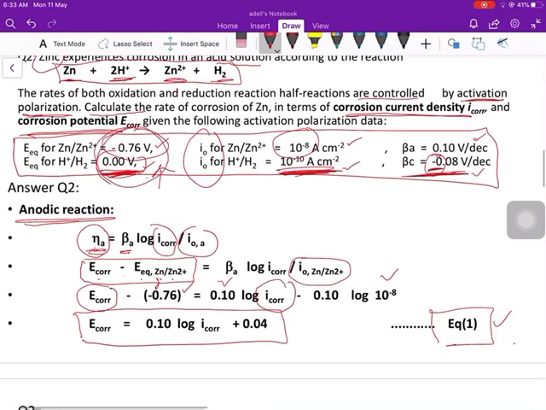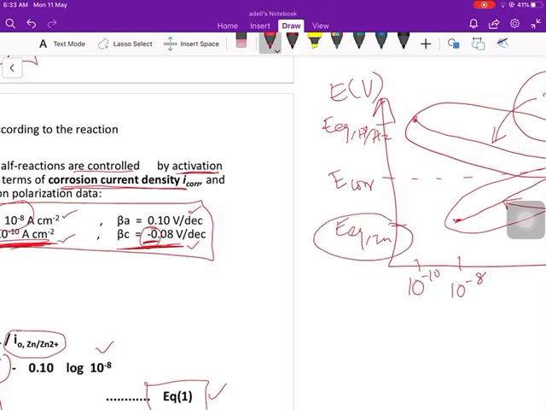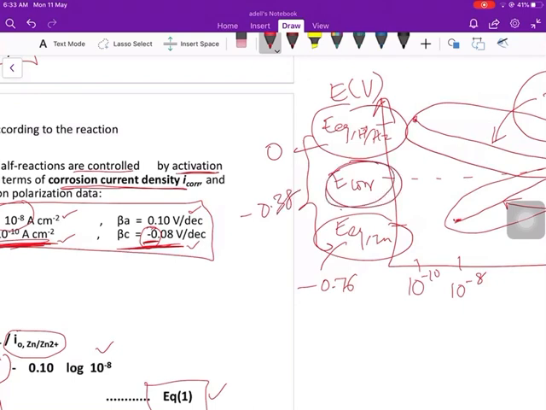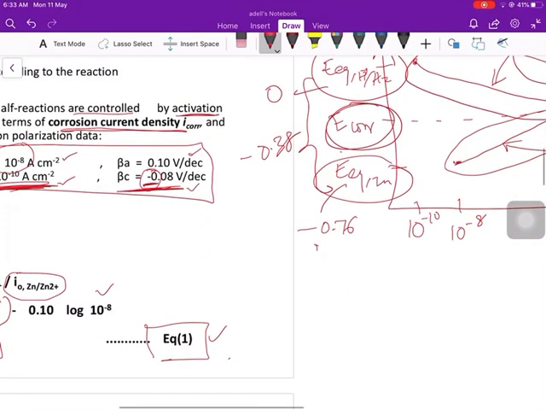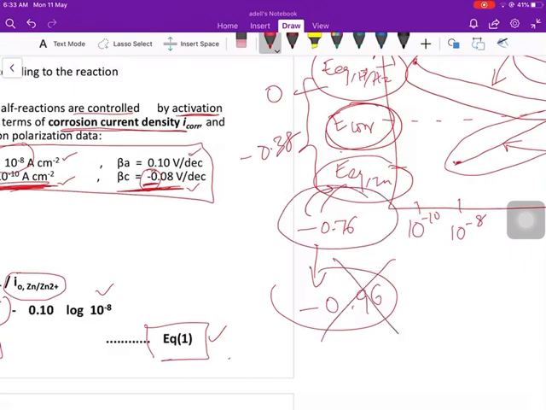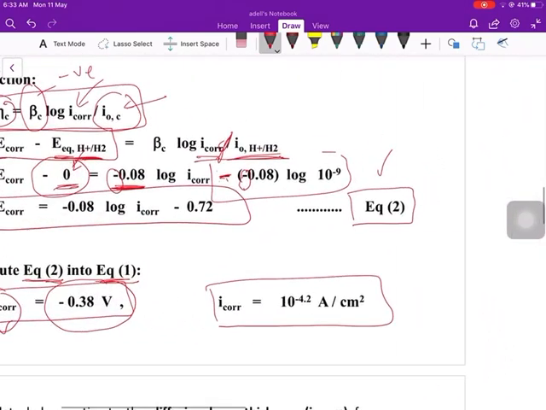So please check again. The value of Ecorr must be in between these two potentials. It shouldn't be above or less than this value. It shouldn't be more negative than this or more positive than 0. It must be in between. Negative 0.38 is the value. If you get more positive, it means something is wrong with your calculation, or more negative. If your answer is negative 0.96, that is something wrong, because the lowest is negative 0.76.